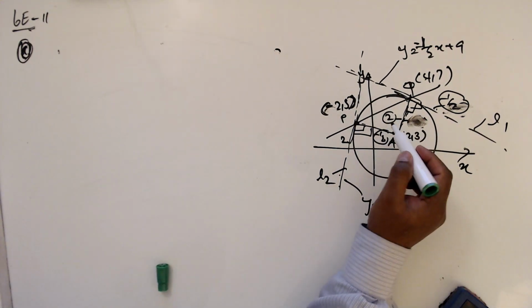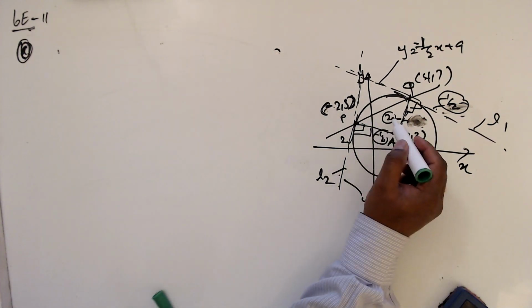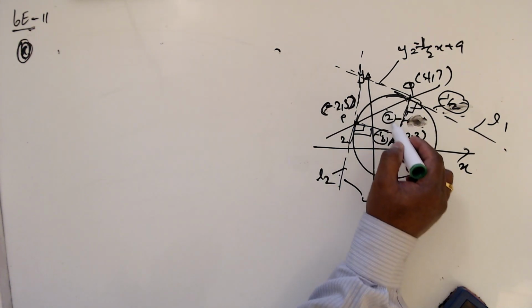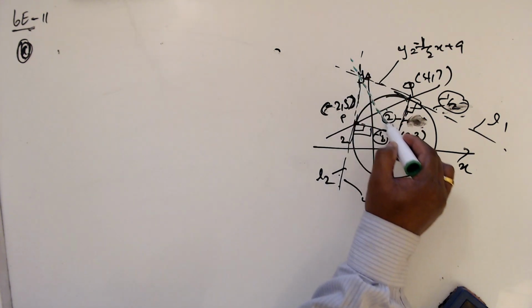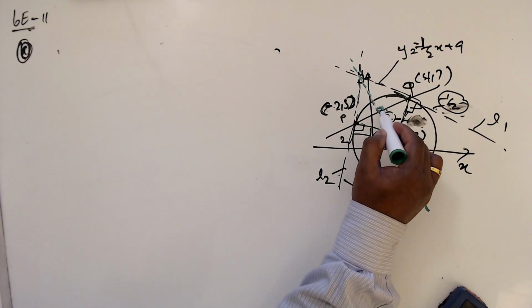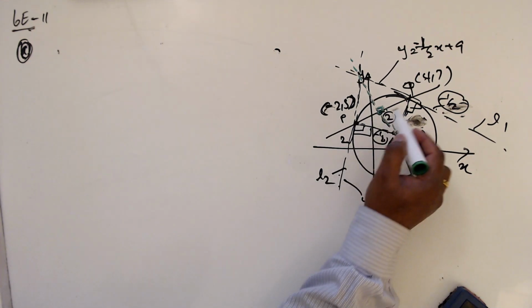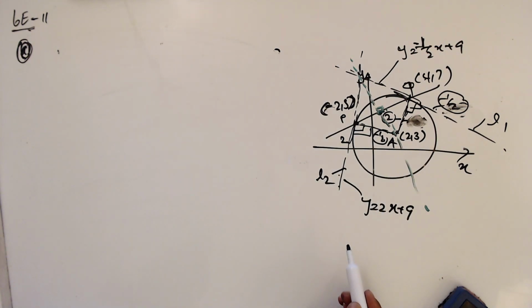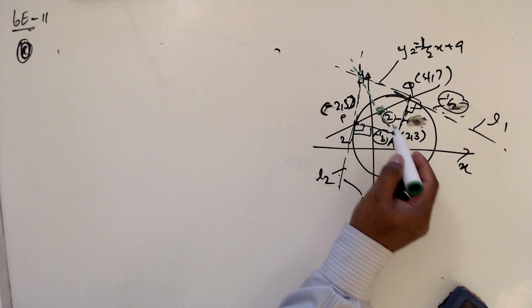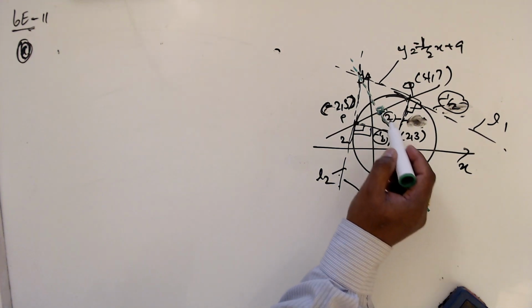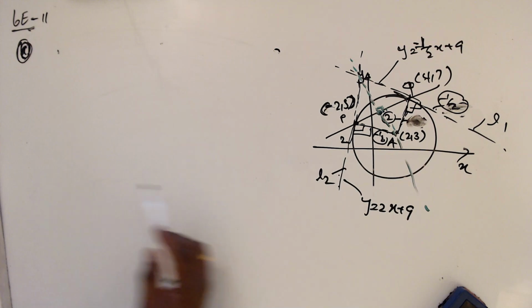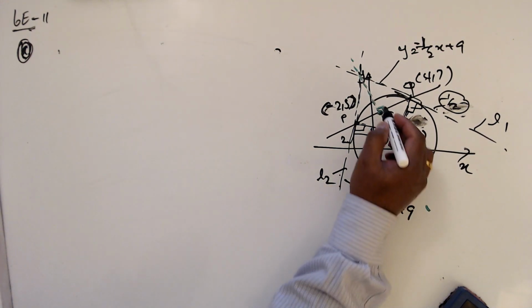Now we want to find the perpendicular bisector to PQ. We know it's going through the middle of PQ, and we want to know the gradient of it. Okay, this is A. I will name this point as B.